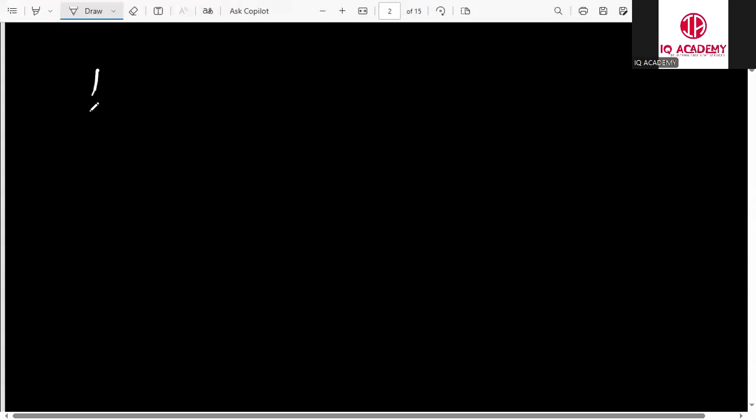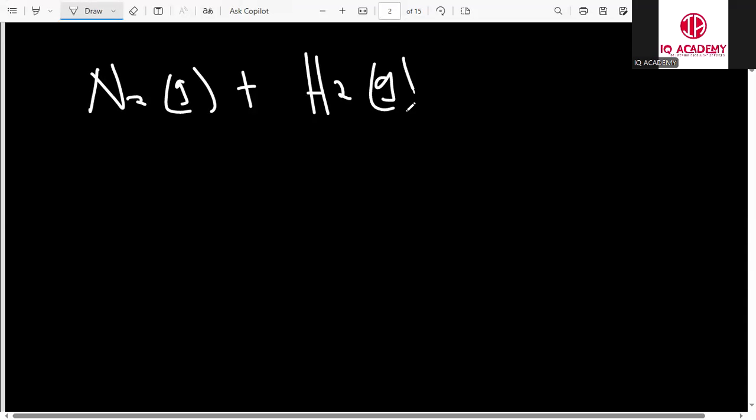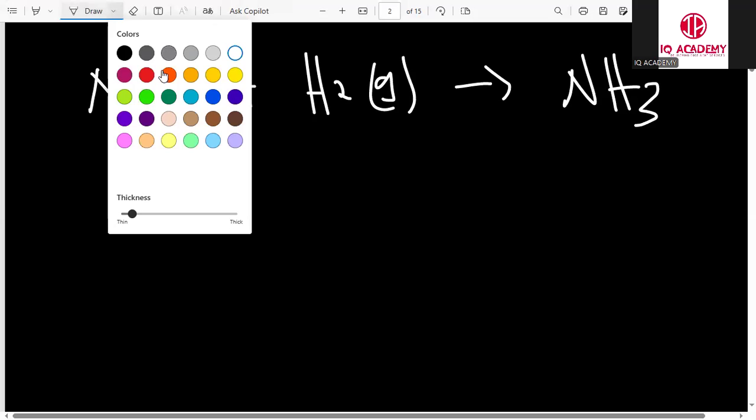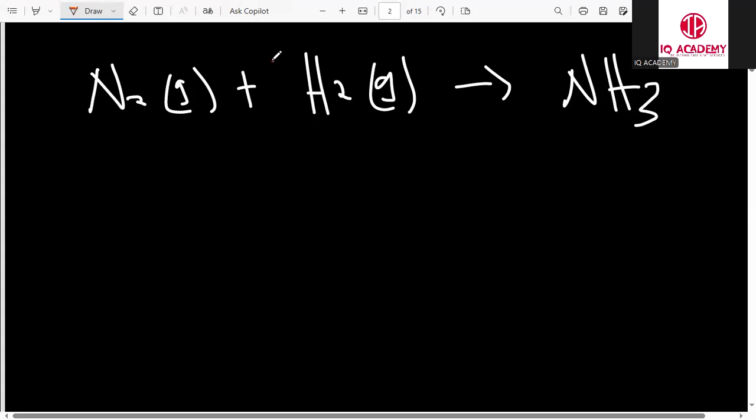We know that ammonia is just a combination of nitrogen plus hydrogen. And we know that this produces NH3, which is the ammonia that we want. So don't forget to balance your reaction. Don't forget to balance your reaction. You balance this by putting a 3 here and a 2 here. So this is balanced now.